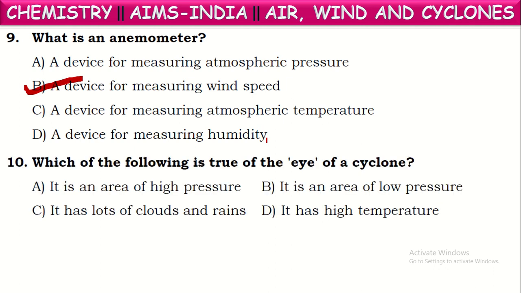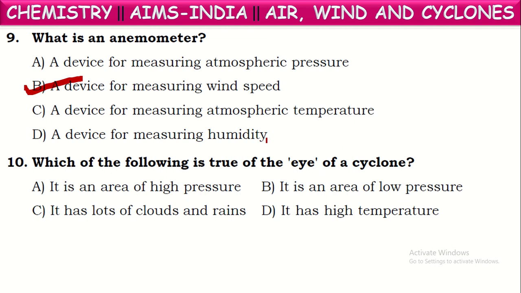Next one. Which of the following is true of the eye of a cyclone? What is the eye of a cyclone? The center part of the cyclone where the air pressure is very low and the place is very calm. Around the eye of the cyclone, winds will be blowing with very high speed in a rotating pattern. But at the center of the cyclone, air will be with a very low pressure.